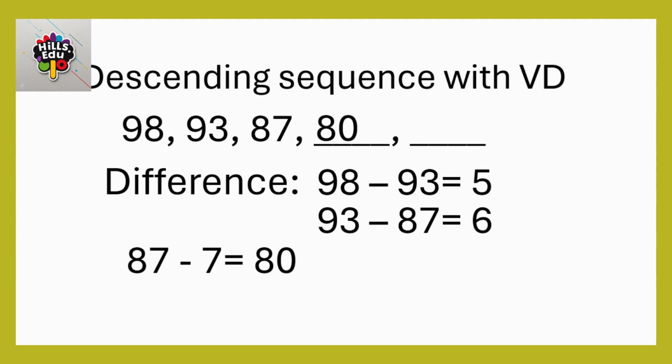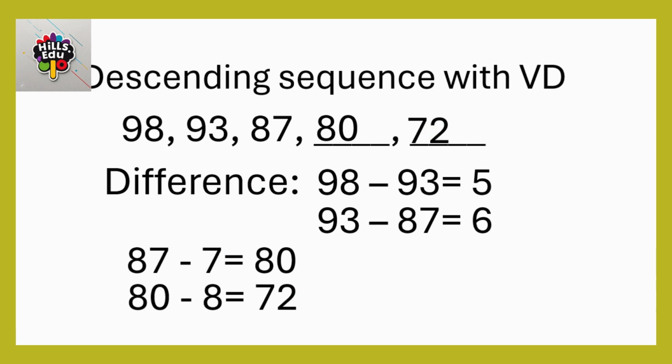All right. So now for us to get the next one, we have 5, we have 6, we have 7. The next is going to be what? 8. And that will be 80 minus 8, which gives us 72. And 72 comes up right here. Okay. That is how to go about this.